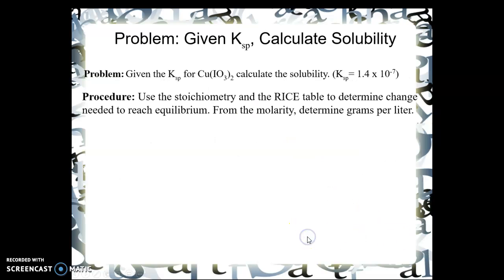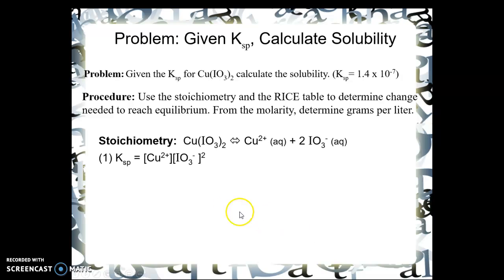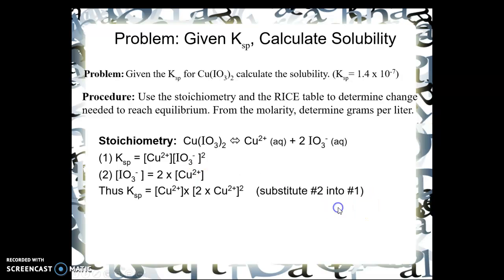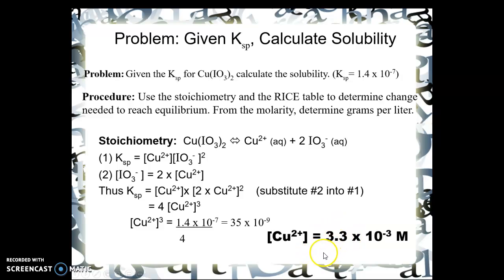Let's see how to do this. Stoichiometry. Here's the mass action expression. The iodate is twice the copper, so you're solving for the copper. So the KSP is the copper times 2 times the copper squared. So you have the equation 4 times the cube of the copper, and when you divide this out and take the cube root, there you go. The copper is 3.3 times 10 to the negative 3rd molar.